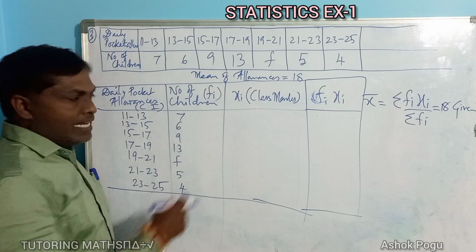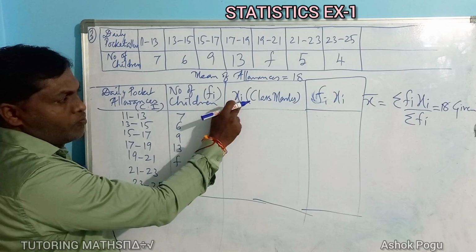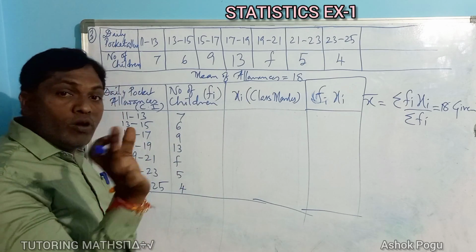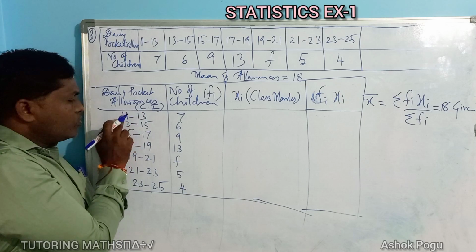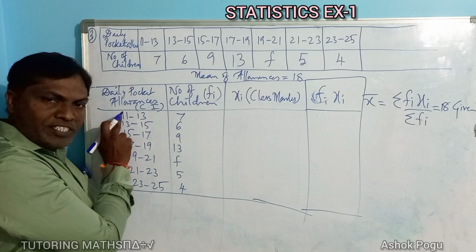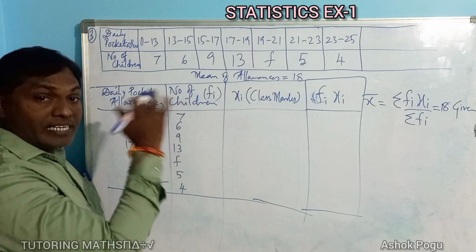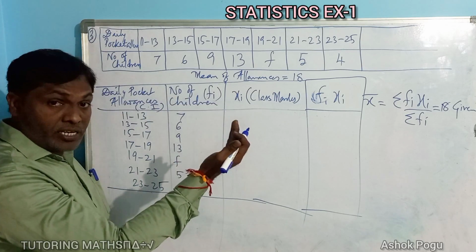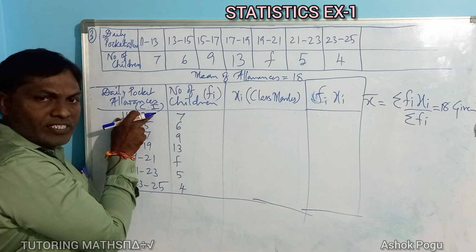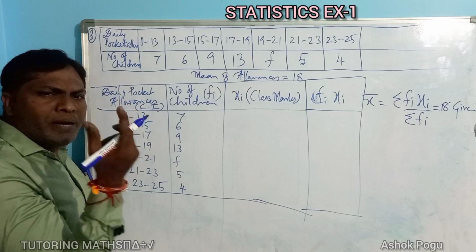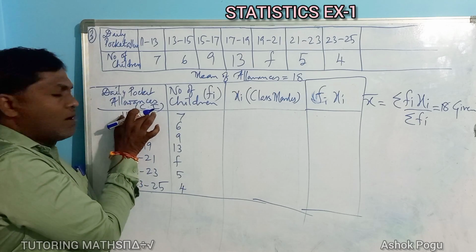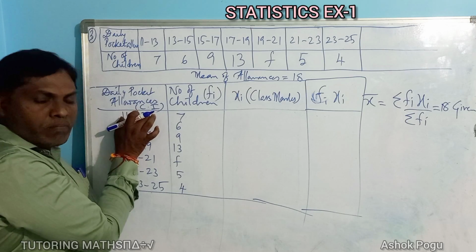Let's start with the class marks first. What are class marks? xi is also called the mid value of the given class interval. So this is the class 11 to 13. 11 is the lower limit and 13 is the upper limit: left side lower limit, right side upper limit. And how do we get the class mark of this first class interval? That is nothing but the mid value of this class, that is, the sum of the two limits divided by 2.